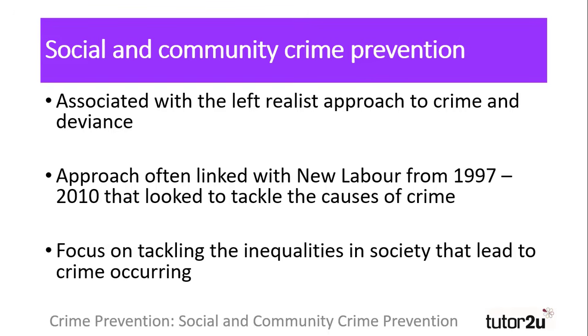In previous videos in this series, we've looked at crime prevention strategies associated with the ideas of right realist thinkers, but social and community prevention is more associated with the left realist approach to crime and deviance, looking to tackle the causes of crime rather than the symptoms. The approach is often linked with New Labour from 1997 to 2010, that looked to tackle the causes of crime through creating social policies to tackle inequalities in society, such as those experienced by the working class and those from minority ethnic groups. And this was part of a wider range of reforms as part of the third way approach between socialism and neoliberalism.